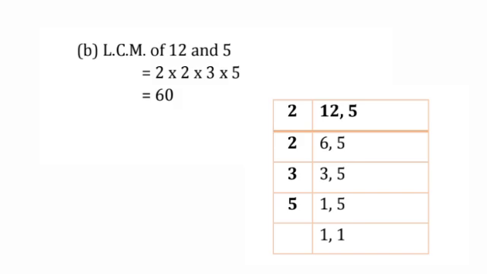So we have to take all those numbers: 2 into 2 into 3 into 5. 2 2s are 4, 3 5s are 15. Again 15 into 4 is 60. So our LCM is 60.